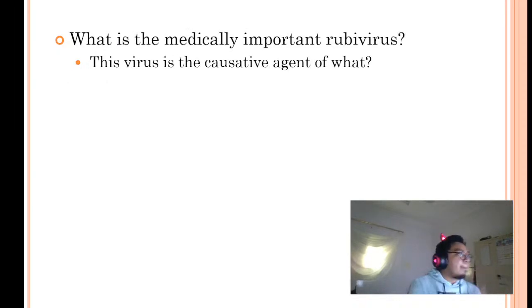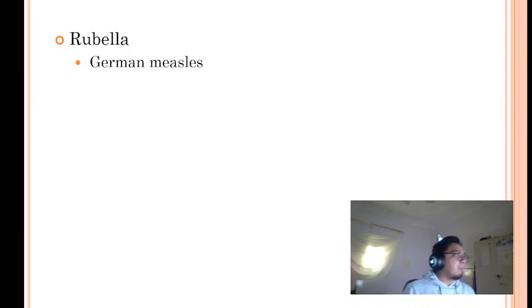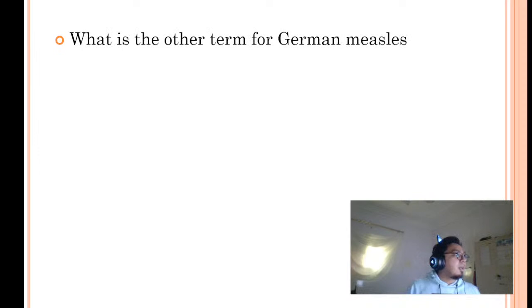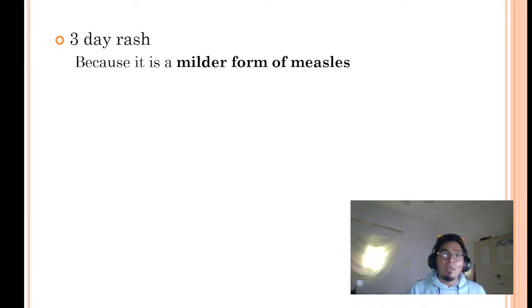Okay, the medically important rubivirus is German measles, which is rubella. The other term for German measles is the 3-day rash, which is a milder form of measles.